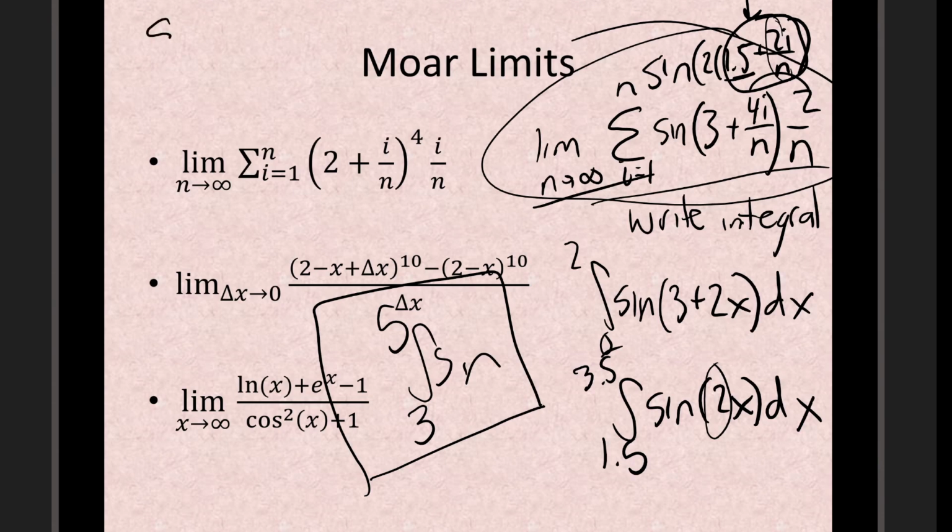So what I did was I took sine of 3 plus 4i over n, and I factored a 2 out of the inside.